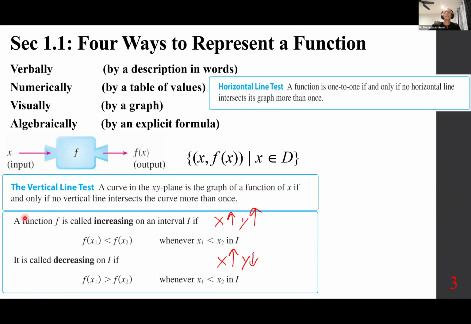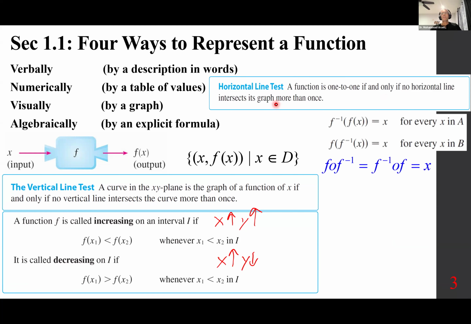HLT, or horizontal line test: a function is one-to-one if and only if no horizontal line intersects the graph more than once. If two functions are inverses of each other, their composite function, f inverse of f of x, equals x for every x in A, the domain of f, and f of f inverse of x is equal to x for every x in B, that means the domain of f inverse. So their composite function is x.